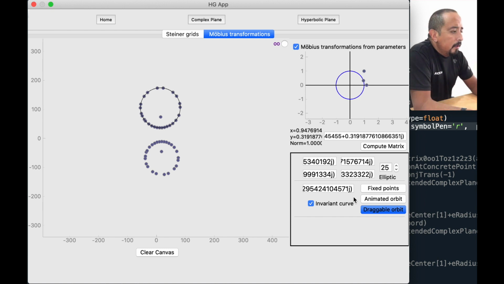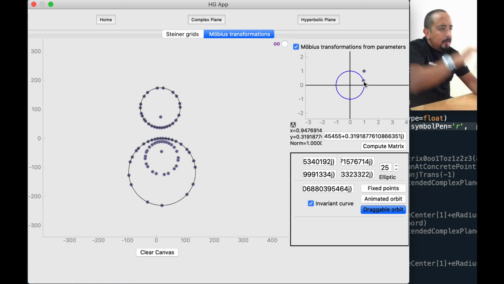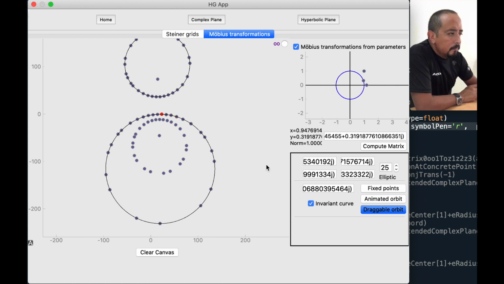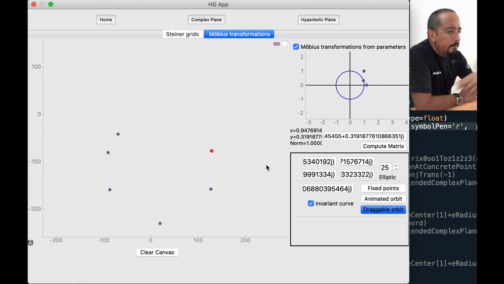Now let's see an animated orbit. So well, let me do one more here. So you see here, as I said, the fact that this one is slightly to the counterclockwise direction means that here I'm going to see something like this, and in this other I'm going to see something like this. So let's start. I hope you are able to see the red dot. Yeah.